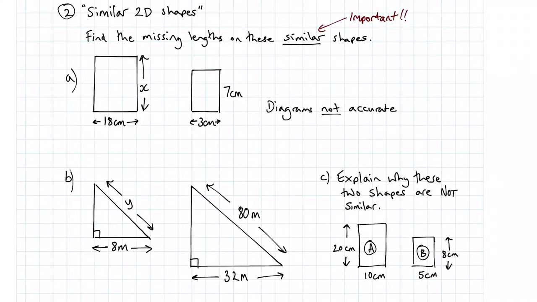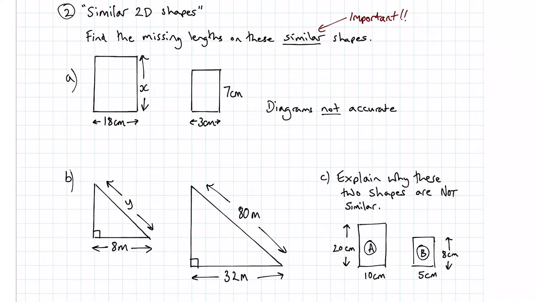Similar shapes. I've written here that it's important that they're similar. If that word was missing from this question, you can't work it out. So it is crucial that you understand the fact they're similar means there's some sort of relationship between these pair of matching sides here. Once you know that, you can work out this missing length.